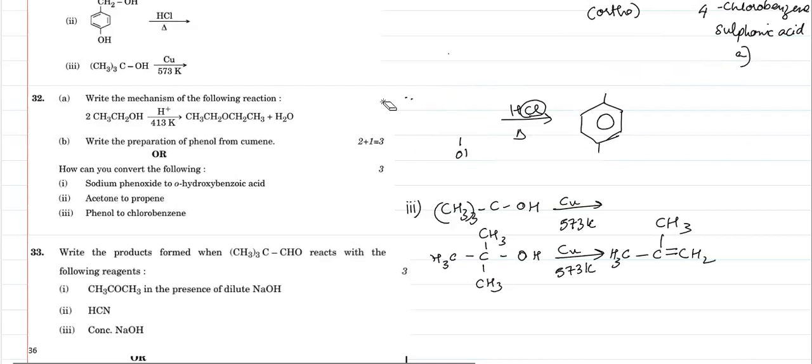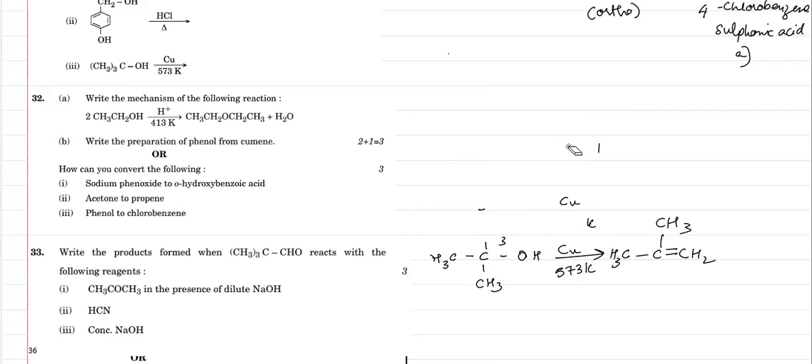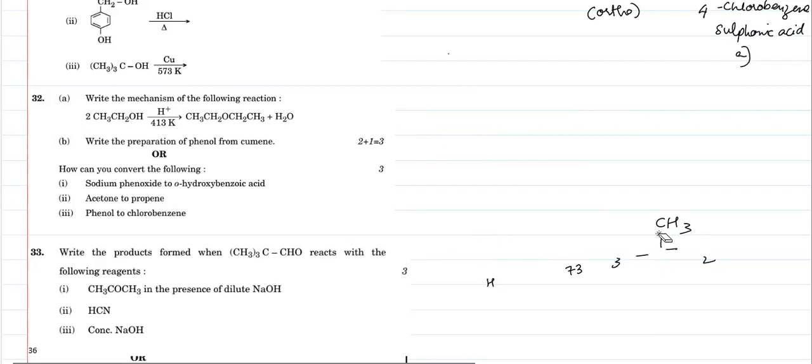Now let's move on to the next question. Here we've been asked to write the mechanism. I'm pretty sure you know how to write that by now. This is the formation of ether, and if you find writing this a little difficult, I have a video where I discuss the reaction mechanisms for alcohols, phenols, and ethers as a chapter. So let's get to question number 32, part B.